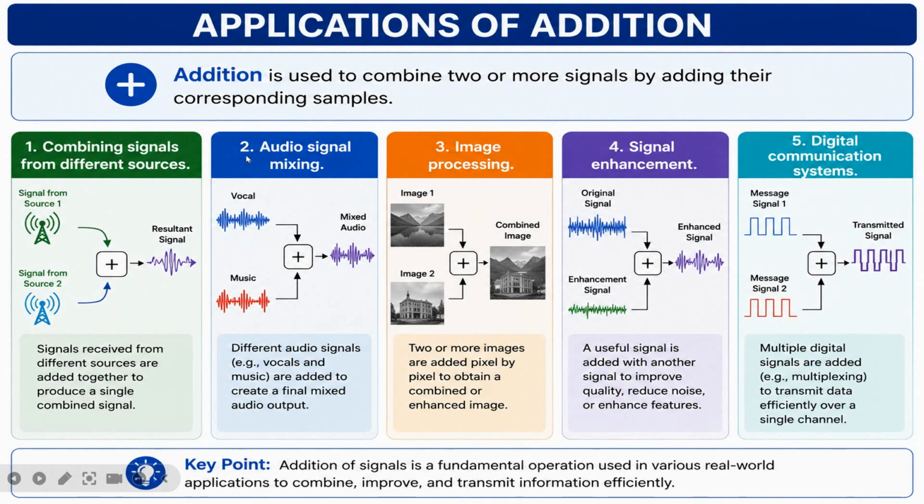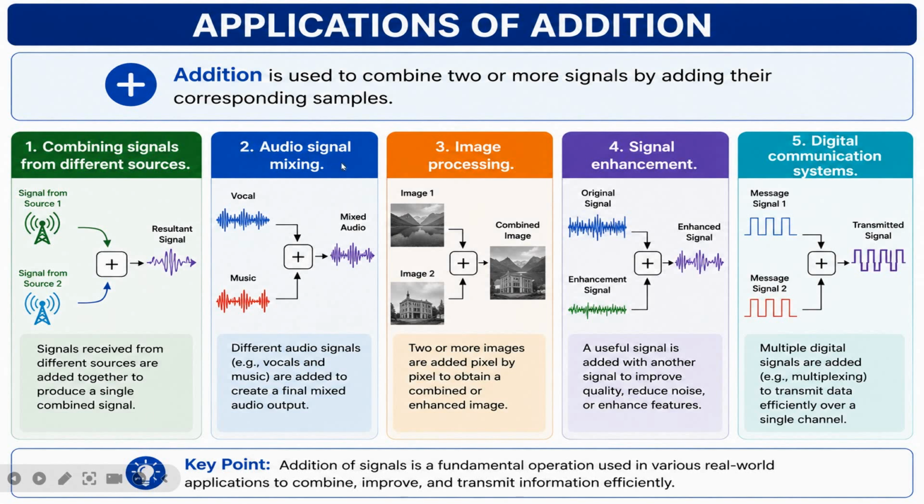Fine. Now these are the applications of addition, that is, addition is used to combine two or more signals by adding their corresponding samples. First is combining signals from different sources. You take source 1 and source 2 and add these two, and you will get the resultant signal. So the signals received from different sources are added together to produce a single combined signal.